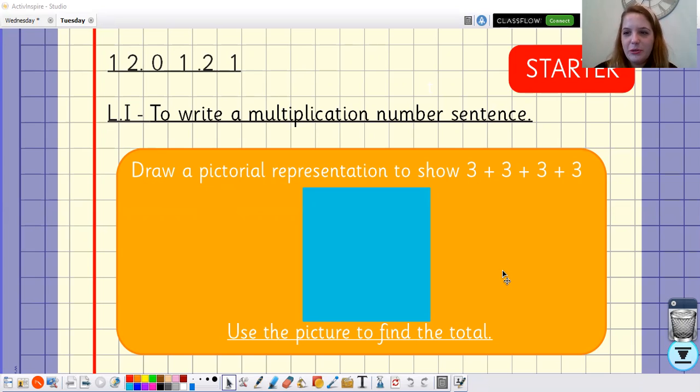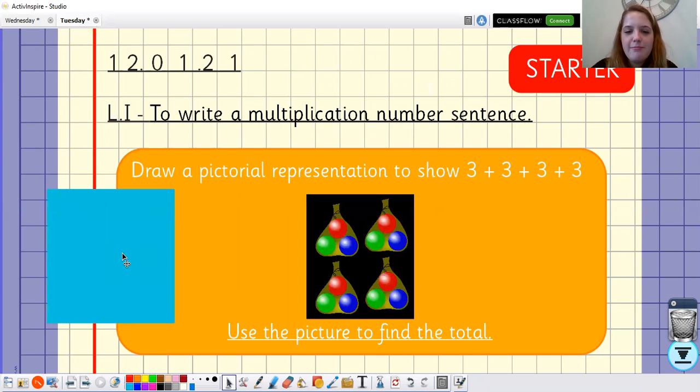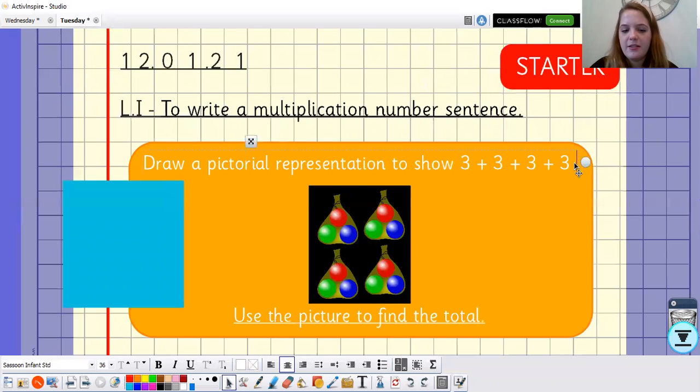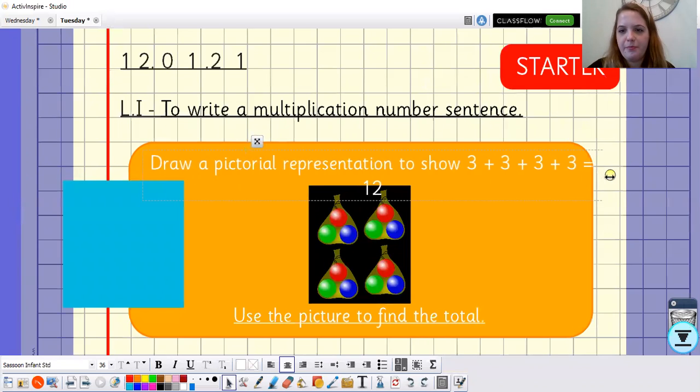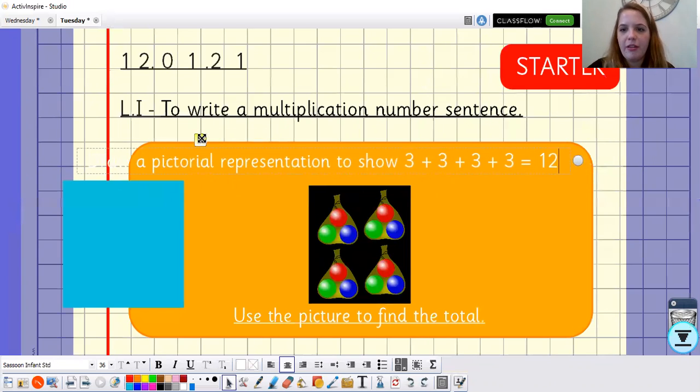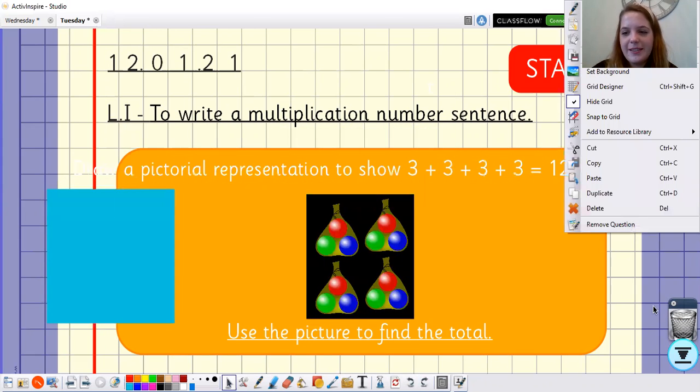Pause the video now and have a little go at that for me. Okay, hopefully you've managed to have a little go at drawing the representation for this number sentence. So here is my example for you. My example is showing 3 add 3 add 3 add 3. So I have 4 groups of 3. So I'm just going to count up in threes to find my total. 3, 6, 9, 12. So my answer to my number sentence would be 12. So 3 add 3 add 3 add 3 equals 12. Well done if you managed to get that right.